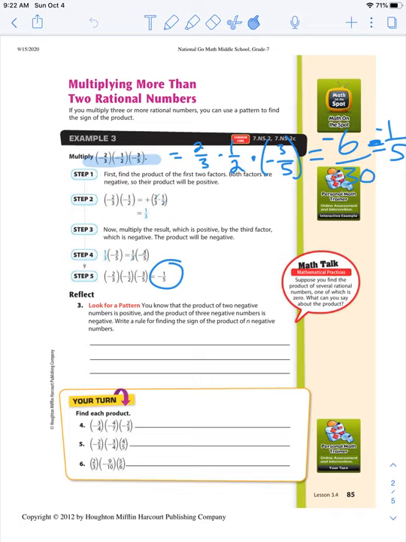All right, pause the video, try these 3 problems at the bottom on your own, play it back to see if you got it right. All right, I'm going to go ahead and solve.